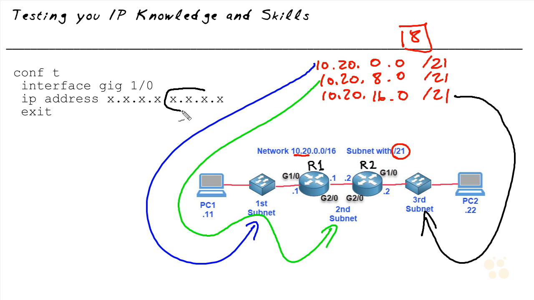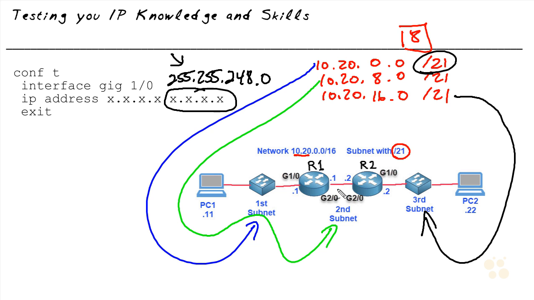However, when we implement that mask, because we can't use a /21 here, we have to do dotted decimal. It's going to be 255.255.248.0, where 248 represents 5 bits from that third octet being used for network addressing, and that's the dotted decimal equivalent for a mask of /21. So on R1, the interface IP address would be 10.20.0.1 with that mask.